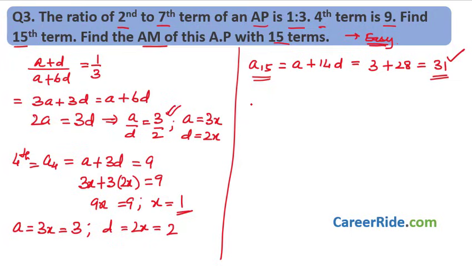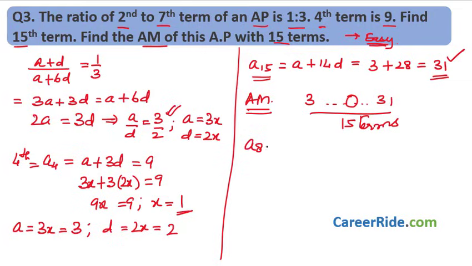The first part of the question is solved, and solved very easily. Now what is the next thing asked to me? The next thing asked to me is the arithmetic mean, right? So now I know that there are 15 terms in the series, right? The first term is 3, and the last term here, the 15th term, is 31. This is a series with 15 terms, right? How many terms? 15 terms. That is an odd number of terms. And whenever there are an odd number of terms, the middle term is the arithmetic mean.